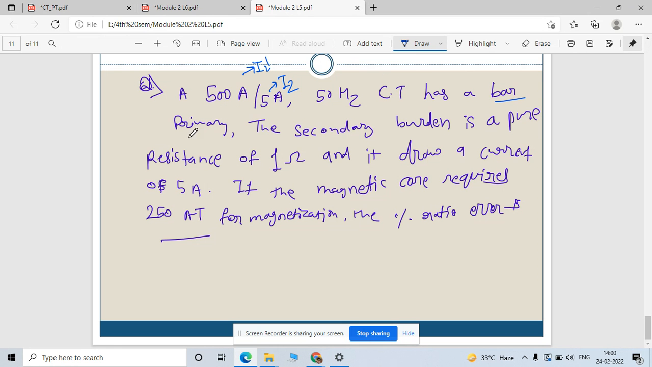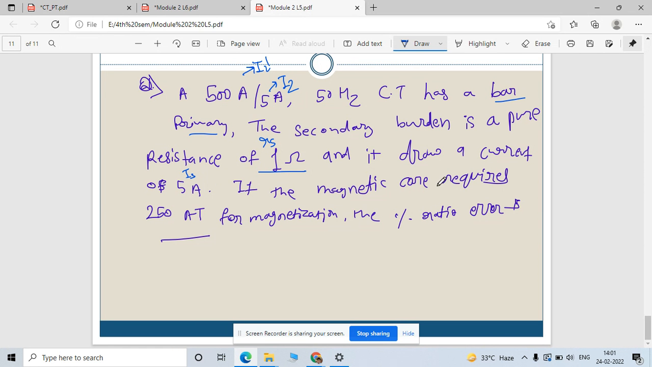This time a bar magnet is used, so primary turns will be one, right? Primary turns is 1. The secondary burden on pure resistance is 1 ohm. So this is your secondary side resistance, which is R2 or RS, and it draws the current of 5 ampere. So this is your IS, the secondary current, or you can say I2.